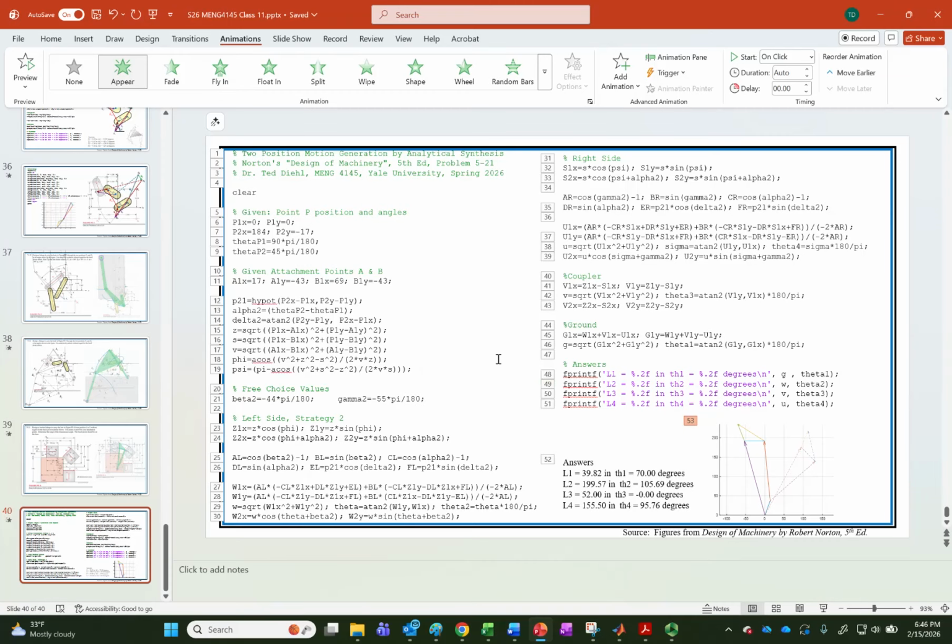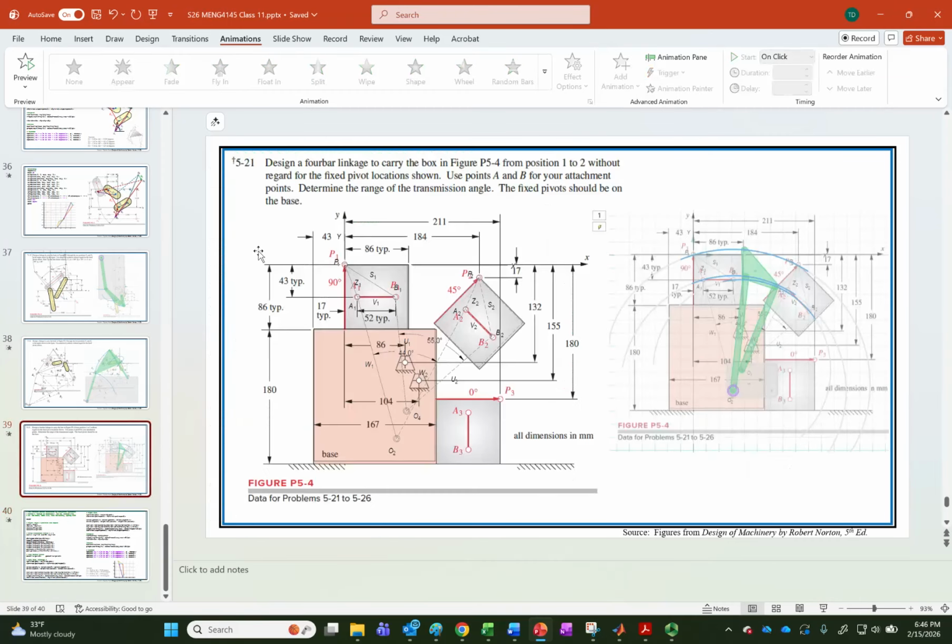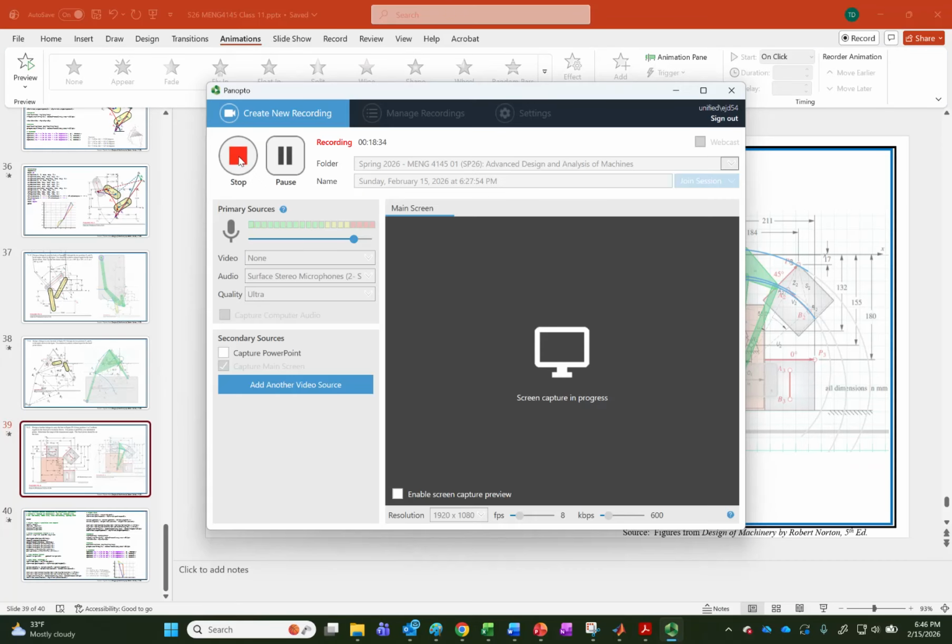And we'll do problem 522 in the beginning of the next class, which is between this position and that position right there, which is perhaps a little bit more of an interesting motion. So the end.